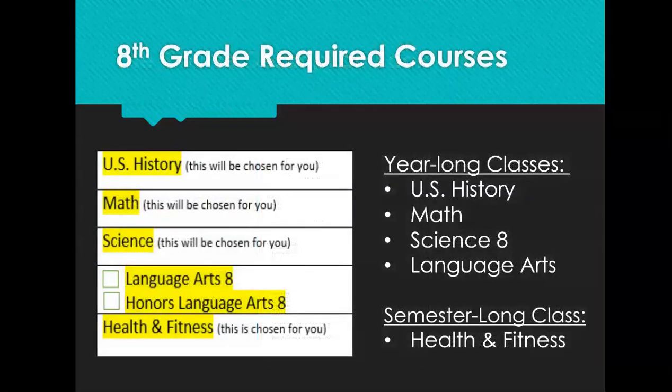There are some required courses that all 8th graders have to take. And these will be entered for you in Skyward. All 8th graders take U.S. History, which is a year-long history class. All 8th graders take a year of math, and this is based on what level of math you should be in, and it has been entered for you. All 8th graders take a year of 8th grade science, and then you get to choose between regular language arts or honors language arts. And then all 8th graders will take one semester of health and fitness, just like you did in 7th grade.